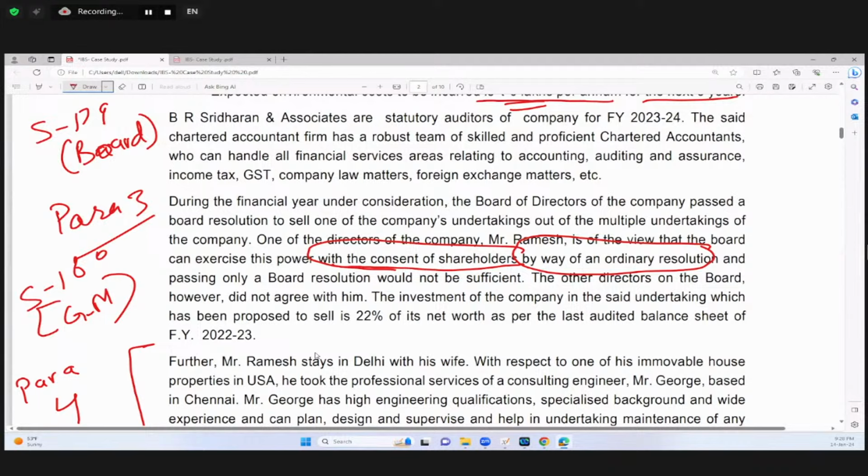Then to amalgamate, merge or reconstruct, the board of directors can do that on their own. To take over or acquire, or sometimes the company wants to make political contributions, or to appoint or remove KMP, or to appoint internal auditors. So this is the framework of Section 179: these are the powers which only the board of directors can exercise at the board meeting. For these powers, the board of directors is not required to go to the general meeting, to the shareholders.